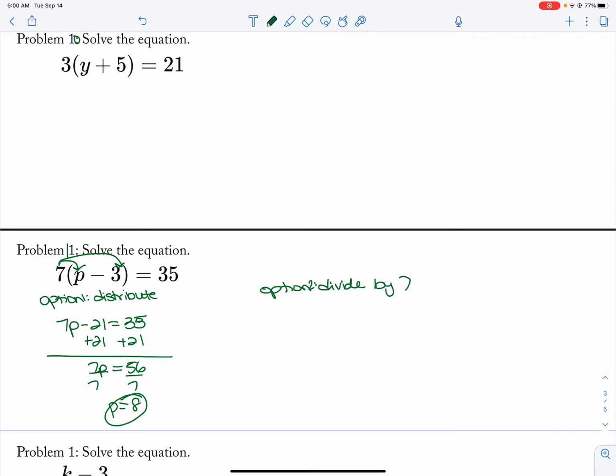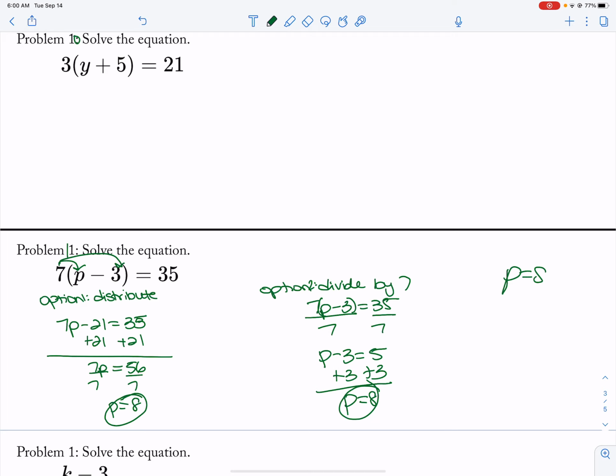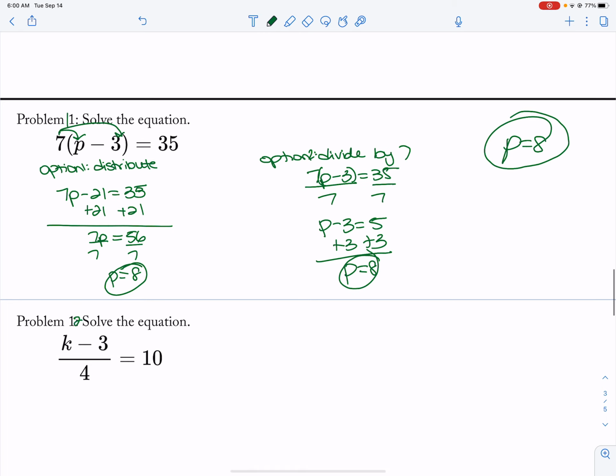Option 2, by dividing, I had 7p minus 3 is equal to 35. Divide both sides by 7 first, and I get p minus 3 is equal to 5. Add 3 to both sides, and I get p is equal to 8. Either way, p is 8. Okay? This is question 12.